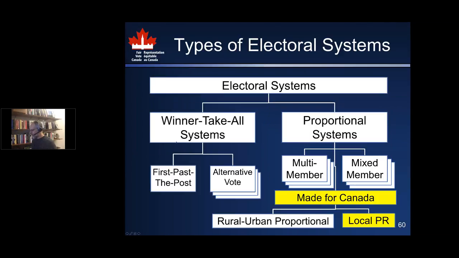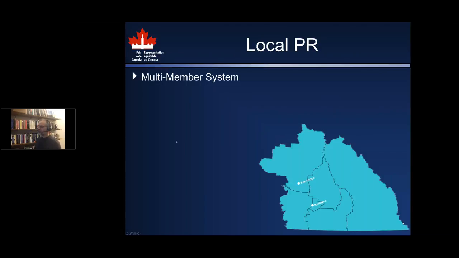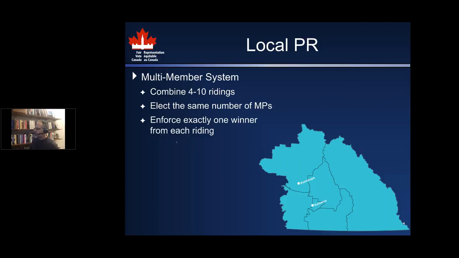So local PR. It's a multi-member system. Again, we're going to take a bunch of existing ridings, like the six shown here out of BC, and combine them into one district, but you elect the same number of MPs in that larger area. The difference for local PR is that we enforce that exactly one winner comes from each riding. This solves the problem of having a whole bunch of MPs come from a population center like Kelowna or Kamloops in this example.